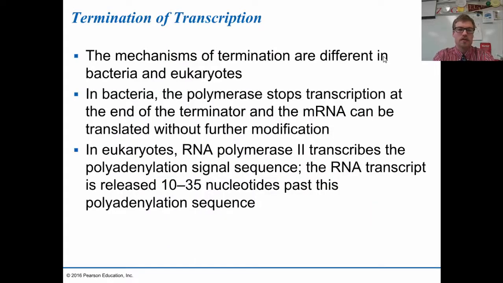The mechanisms of termination are different in bacteria and eukaryotes. In bacteria, the polymerase stops transcription at the end of the terminator. So when it gets to the terminator region, transcription stops, and that's it. In eukaryotes, the RNA polymerase transcribes a polyadenylation signal sequence, which is at the end, and then the RNA transcript is released 10 to 35 nucleotides past this sequence.